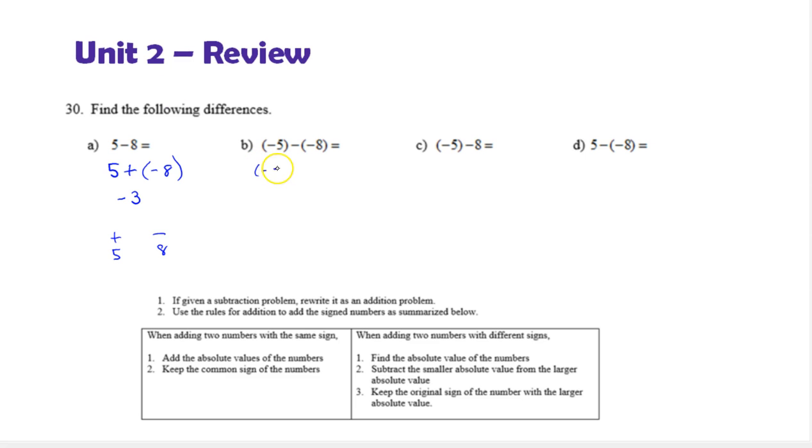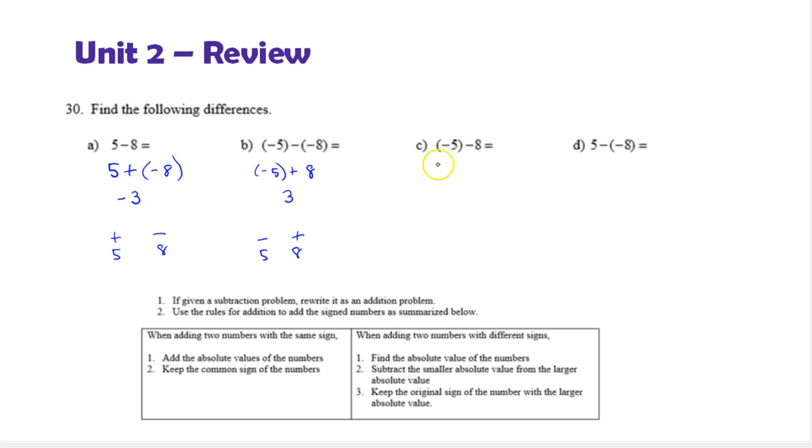Keep the first number the same, change subtraction to addition, take the opposite of the second number. So negative 8, its opposite is positive 8. So notice again we have a negative number and a positive number. Their absolute values are 5 and 8. So since the signs are different, you take the difference, which is 3. And to determine the sign of the answer, 8 has a larger absolute value and it's positive, so our result is positive, or just 3.